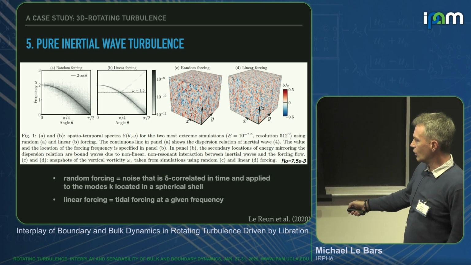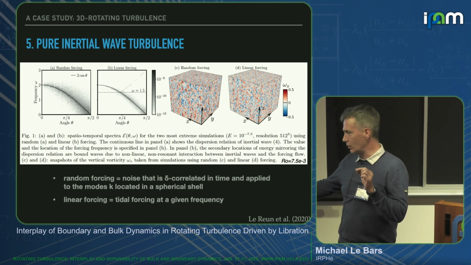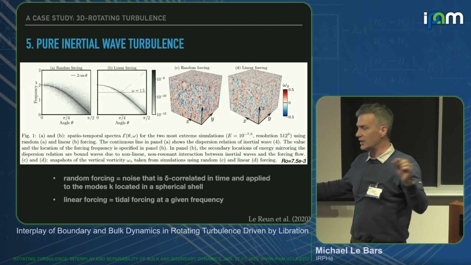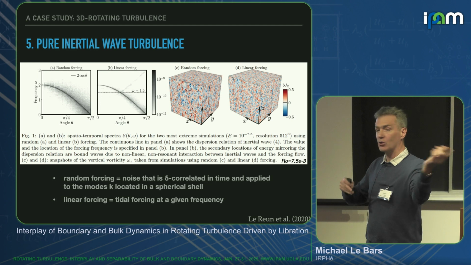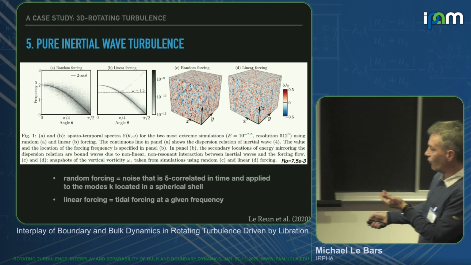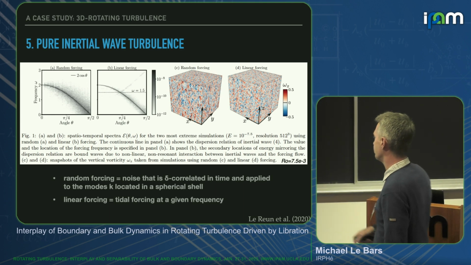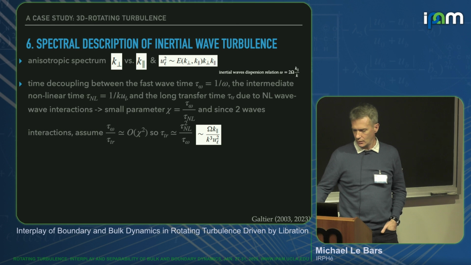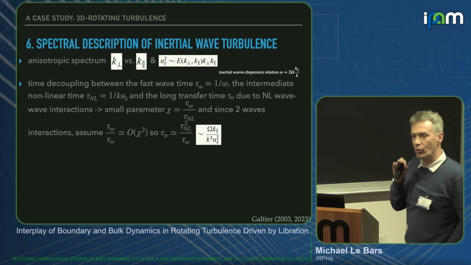We also tried another forcing, a random forcing, so noise, delta-correlated in time, choosing the norm of the wave vector in a thin spherical shell. In that case, we force only one scale, but lots of different frequencies. And if we force weakly enough, again, we have energy only along the dispersion relation.